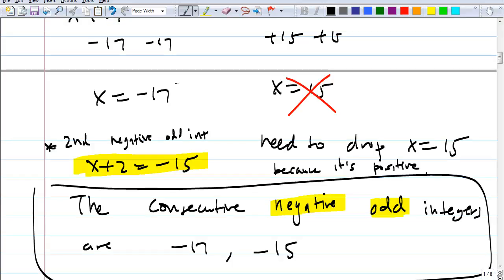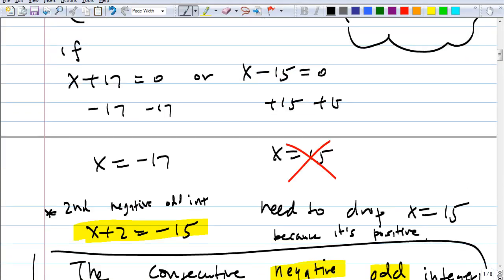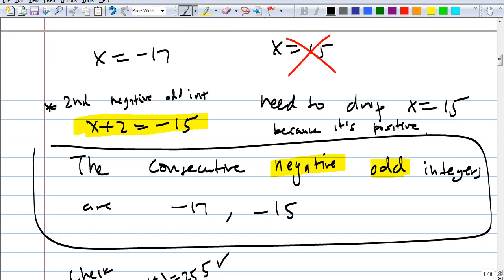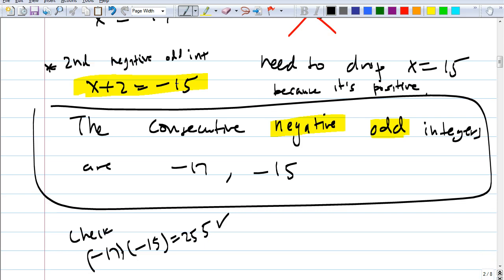Oh, before we get to example 2, is there a way to check this real quickly? See if we got it right. Yeah. How do you check it? Plug it back in, right? So you basically multiply these two numbers. It should equal to what? 255. So what's negative 17 times negative 15? We know it's going to be positive, right? What's negative times negative? Positive, and it does become 255, doesn't it?